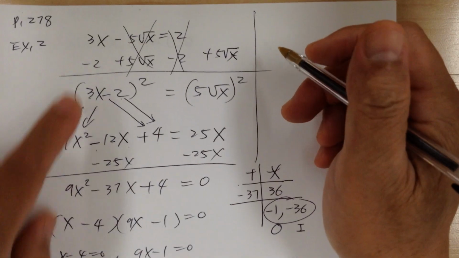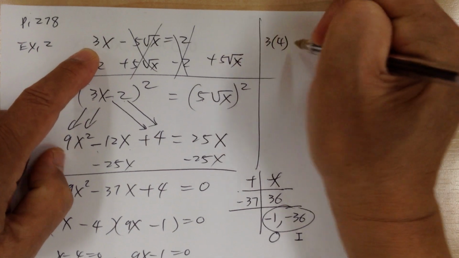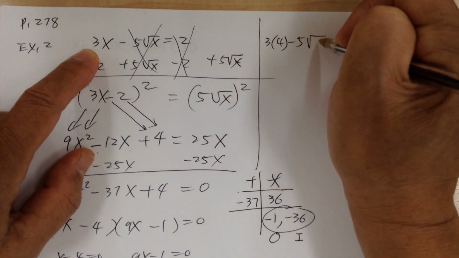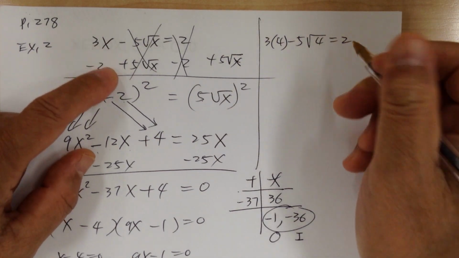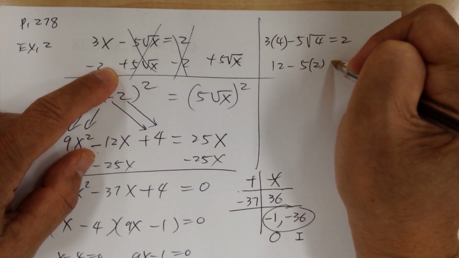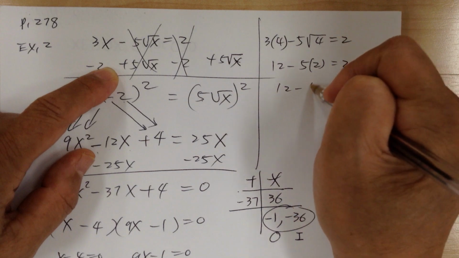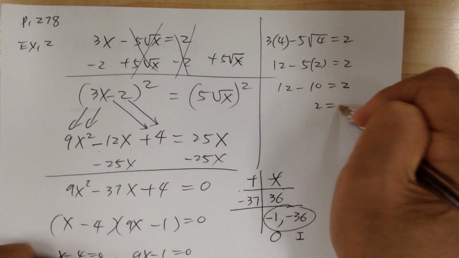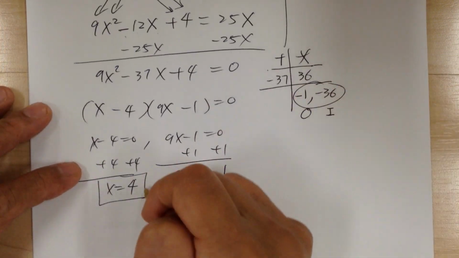Let's check the 4. So I got 3 times 4 minus 5 times square root of 4 equal to 2. So I get 12 minus 5 times 2, since the square root of 4 is 2. So I got 12 minus 10 equal to 2. So 2 equals 2. So this checks out. So this one is good.